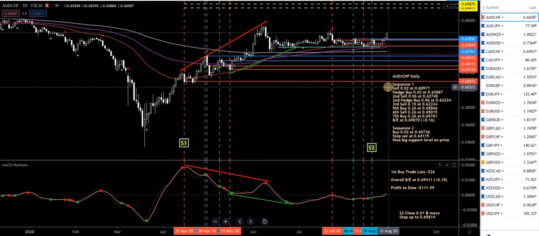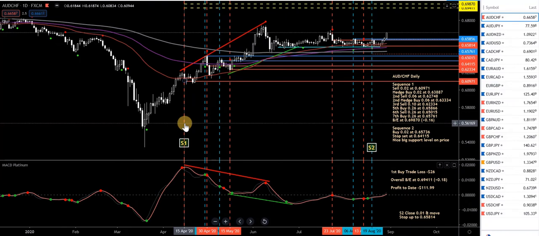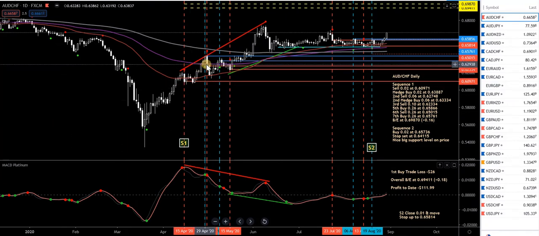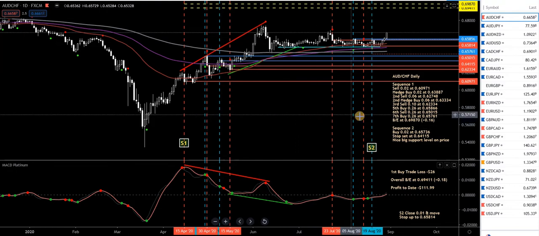You can read my trades there. There's my list of trades, sequence 1. So basically sell is designated by the red lines, buys by the blue. So sell, buy, sell, buy, sell, buy, sell, buy. You can read the list there, pause the video.